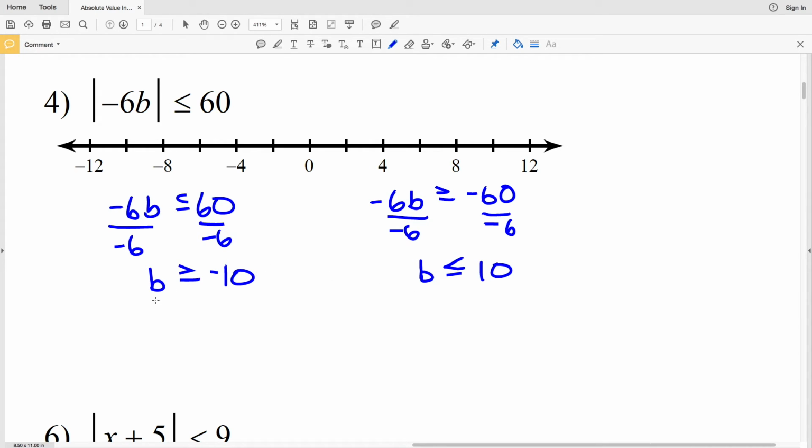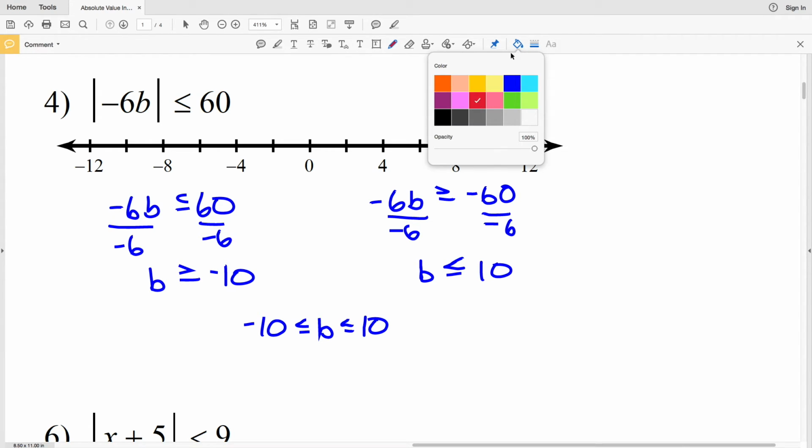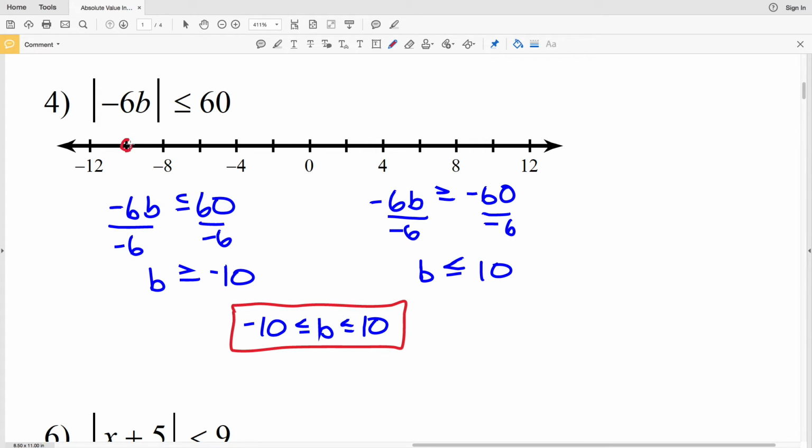And in this one, b is between both those terms, so we can rewrite this as -10 is less than or equal to b, which is less than or equal to +10. Circle, fill in the -10, circle, fill in the +10, and then shade in everything in between.